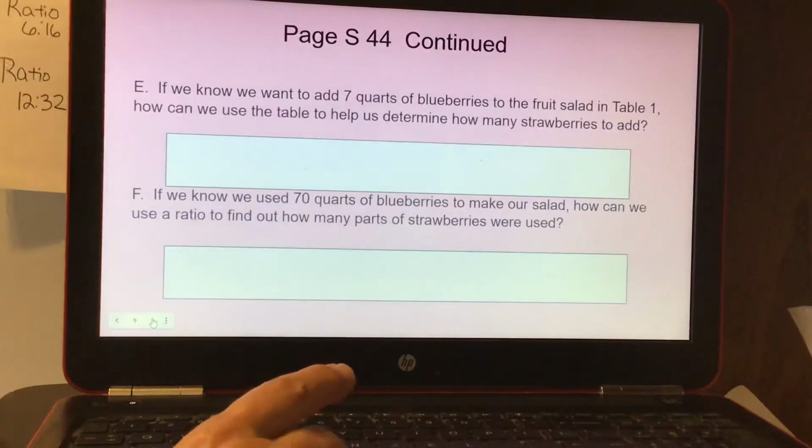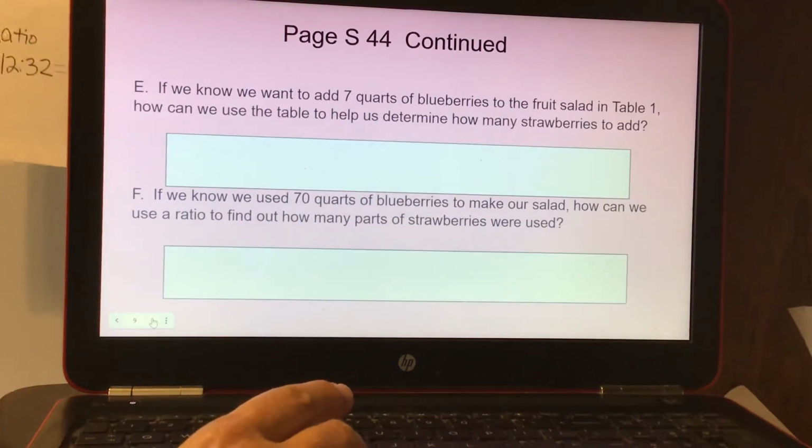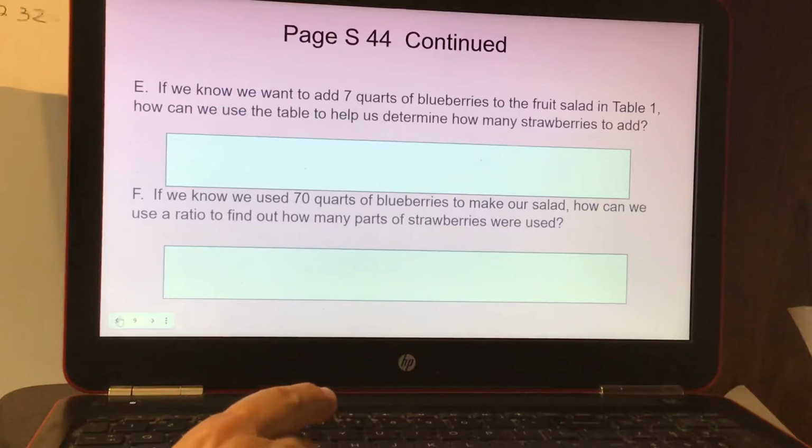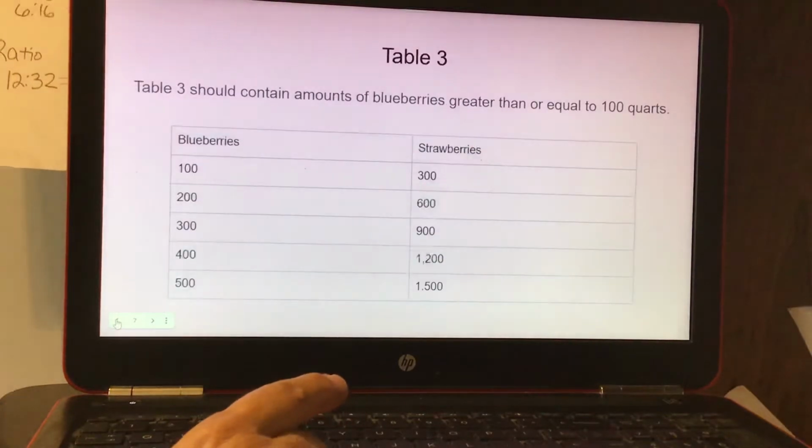All right, let's see what F says. If we know we used 70 quarts of blueberries to make our salad, how can we use a ratio to find out how many parts of strawberries were used? Okay, so 70 to what? Let's see.